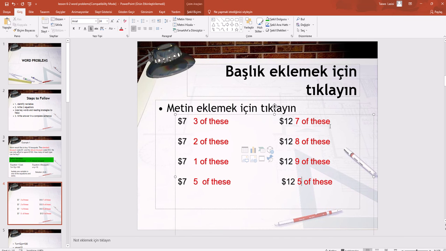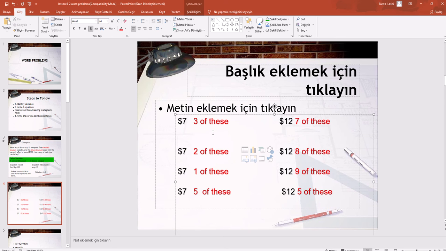3 of this, 7 of this. 2, 8 of this, okay. But what is the cost? Let us do some practice before solving equations, okay? I want you to understand the logic of the word problem, okay? So here, 7 multiplied by 3 is 21, right?